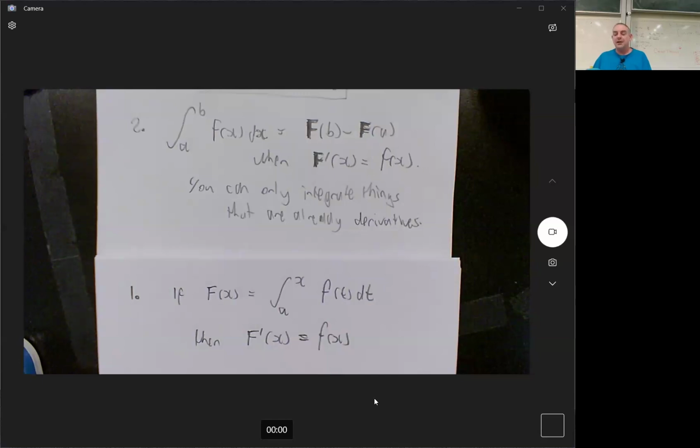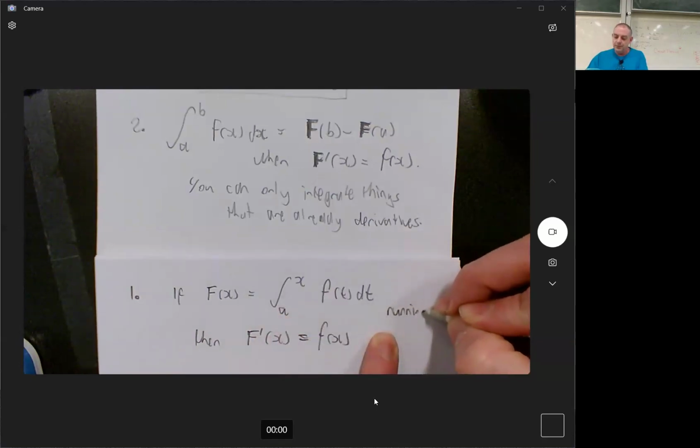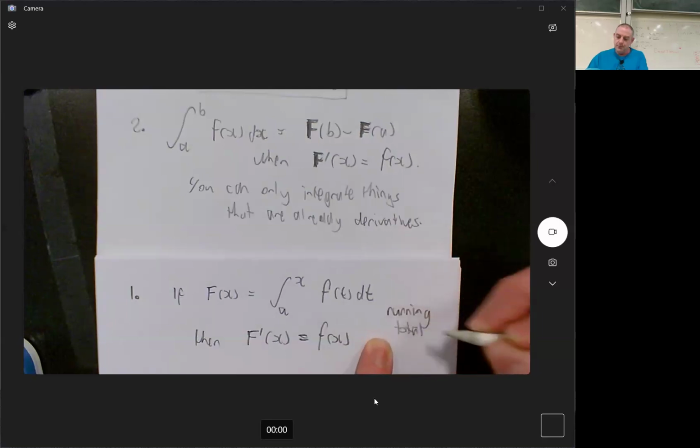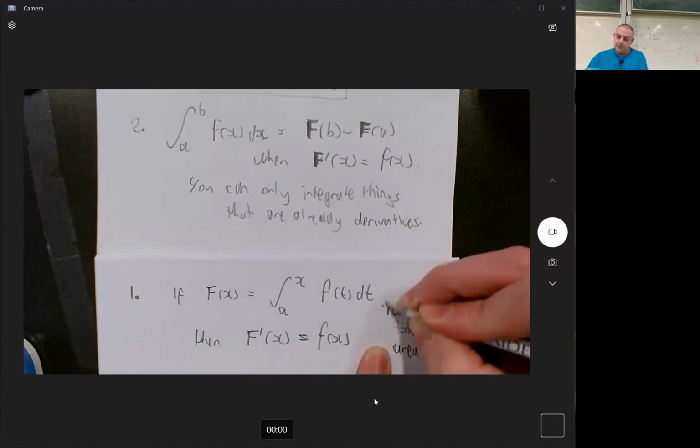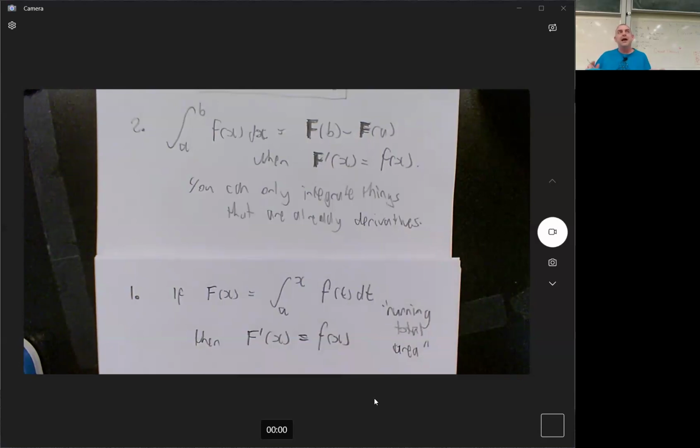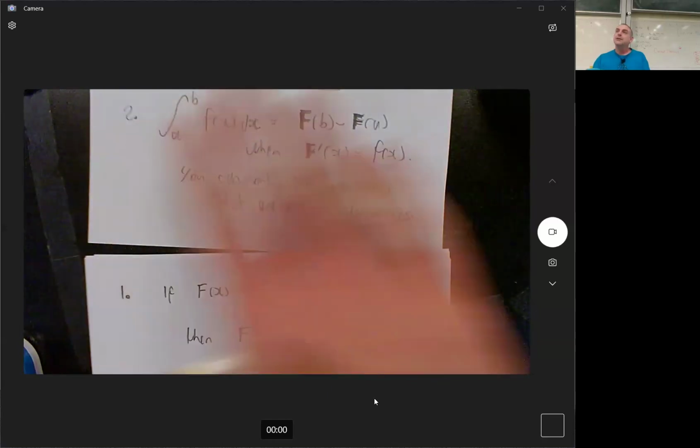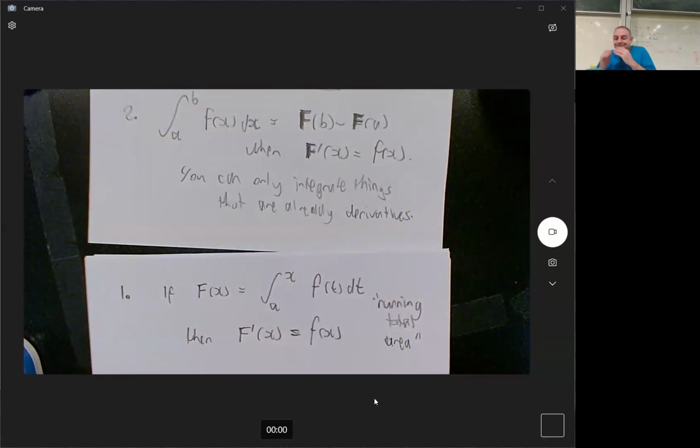So if you define a function as the running total area of another function, then it will be a function that has a derivative, and its derivative is this function. So that waters down the point. You can only integrate things that are already derivatives, and it turns out most things are derivatives, as long as you define the function that it's the derivative of as an integral. It feels a bit circular, right? But it is circular. That's the point. It's so fundamental, it's hard to know where the beginning is.